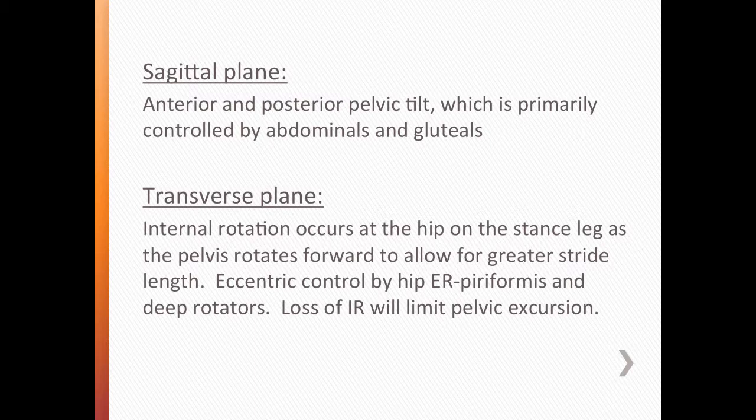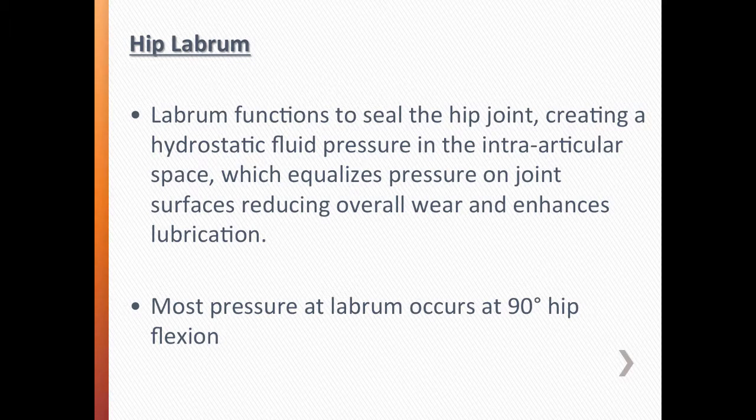So this is eccentrically controlled by the hip external rotators, mainly the piriformis we think of and the other deep rotators there. And if you have somebody that has a loss of hip internal rotation, you'll see less pelvic excursion as they walk. Usually you should see the pelvis move forward and backwards as they walk, but these people, basically their legs move and their pelvis does not.